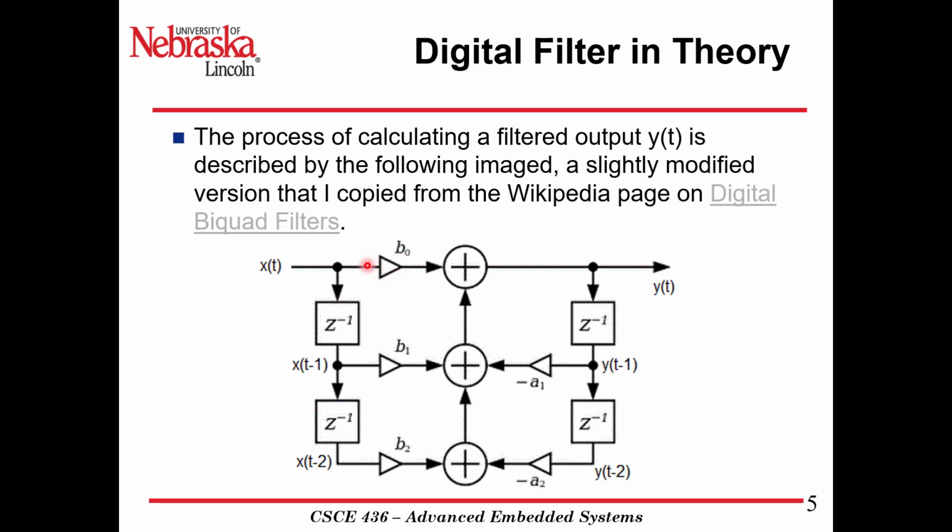And the other things you need to know, you have these triangles. Those are multiply blocks where it's multiplying x of t times this coefficient b sub 0 and x of t minus 1 times b sub 1. And all these get added together with these summers, which are these plus signs in the circle. Those add them all together. Thus, we get our filter response for our output.